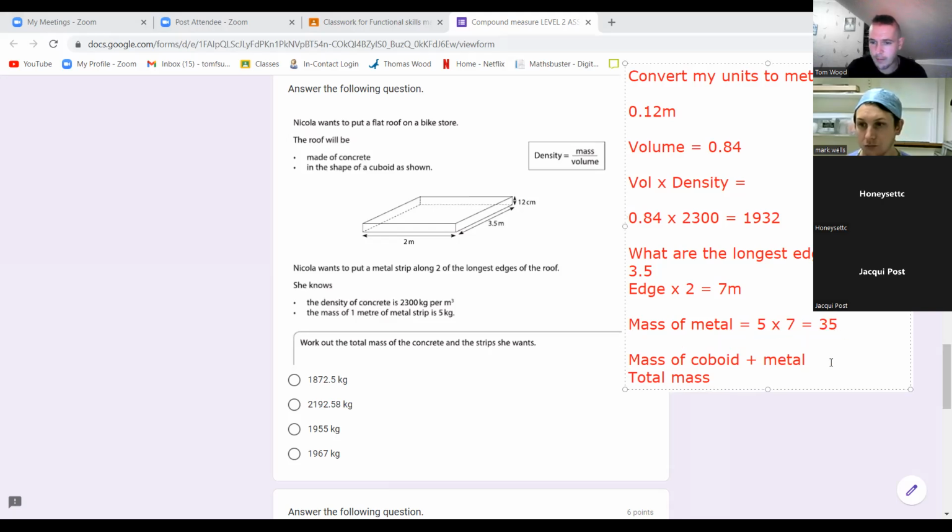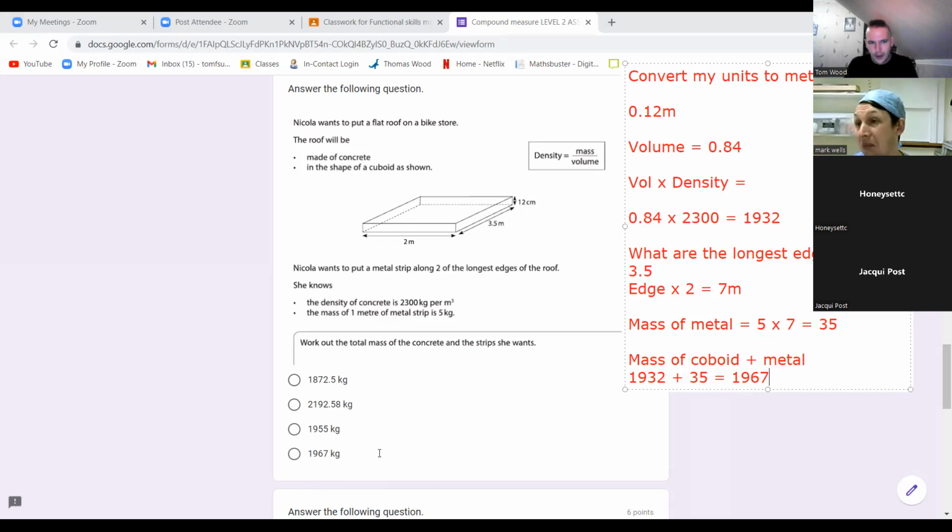Then I just need the combined mass of both of these, and that will give me the total overall mass. So I've got my 1,932, and I've got my 35 as well. So when I add the 35 there, I hope we get the right answer. 1967. So we can see there, if we look here, we've got the correct answer.